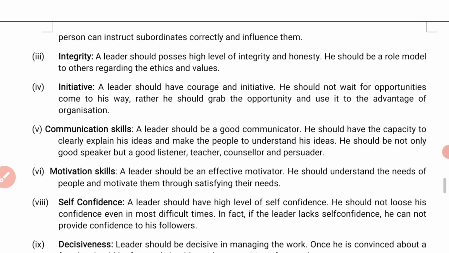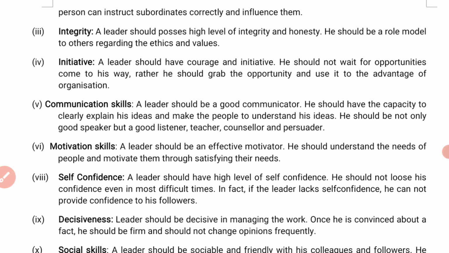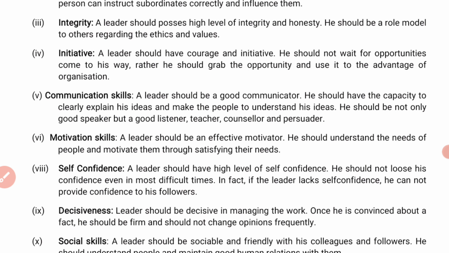Next is integrity. A leader should possess a high level of integrity and honesty. He should be a role model to others regarding ethics and values. So integrity and honesty are also very important.